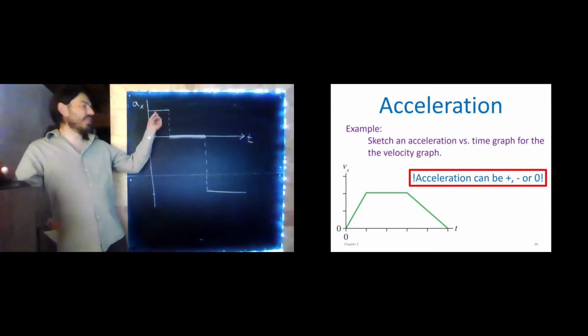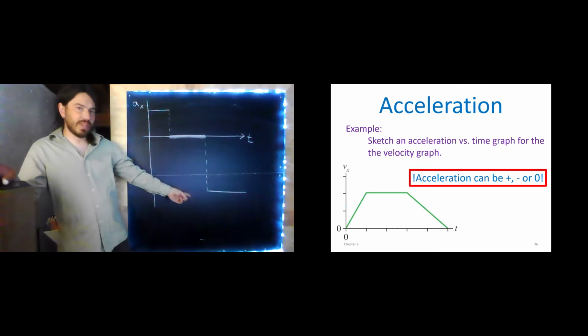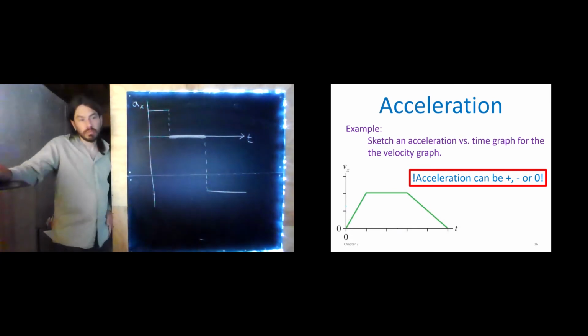So here we have a positive acceleration is speeding up. Zero acceleration is constant speed. Negative acceleration is slowing down. That's nice. Unfortunately, it's not that tidy.